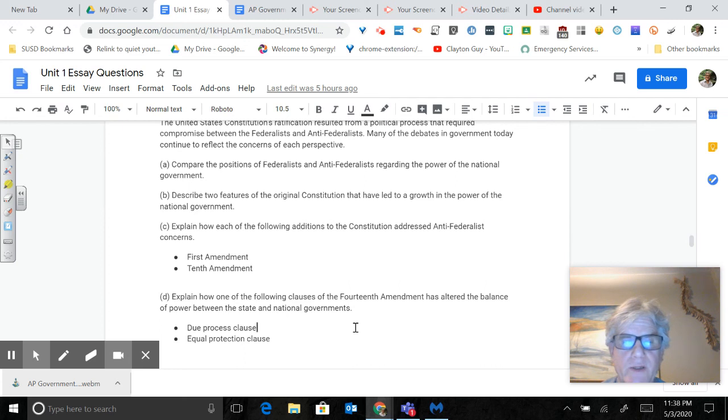And then the Equal Protection Clause in the 14th Amendment. Both of these altered the balance of power between the states. It took powers away from the state. They were designed to take them away from the state. The 14th Amendment went after southern states because they were taking away rights from blacks and African Americans. And this amendment basically limited the states, and the national government could enforce this.